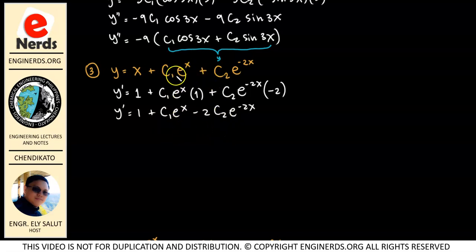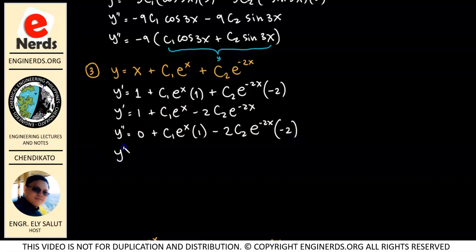So, since we have two arbitrary constants, we are expecting that we will have a second derivative, di ba? Okay, so let's get our second derivative. So, the derivative of 1, which is a constant, so therefore we have 0. Then plus the derivative of c1 e to the x, we have c1 e to the x, times the derivative of x, which is 1, minus 2 c2, the derivative of e to the negative 2x, which is e to the negative 2x, times the derivative of negative 2x, which is negative 2.